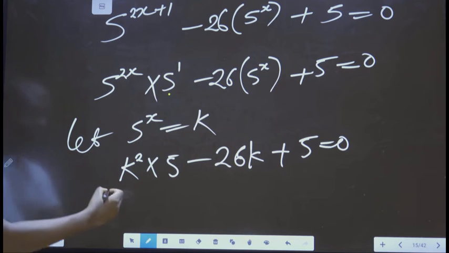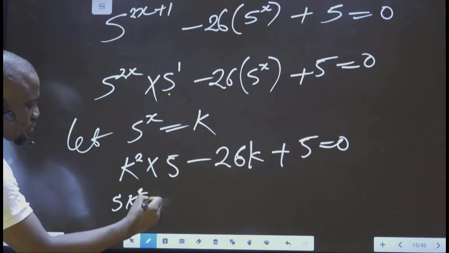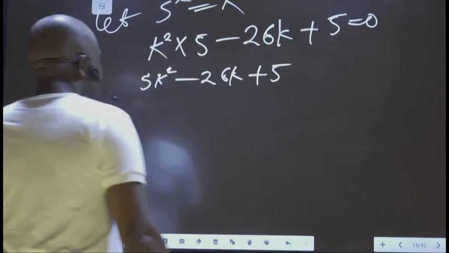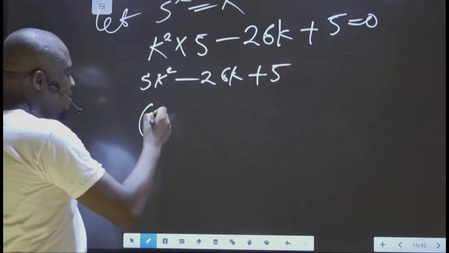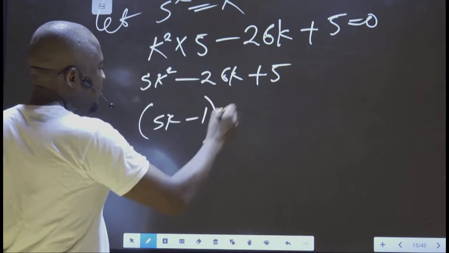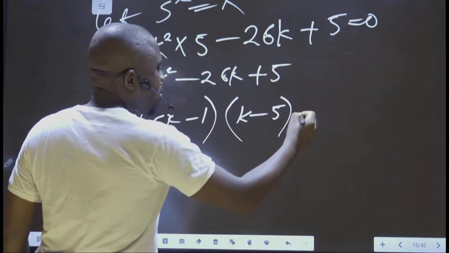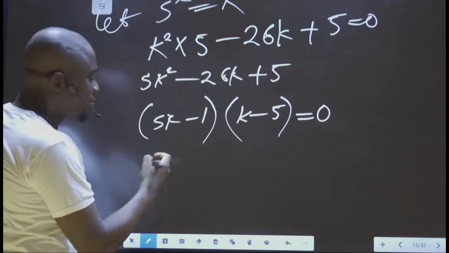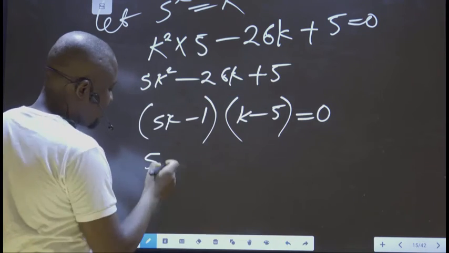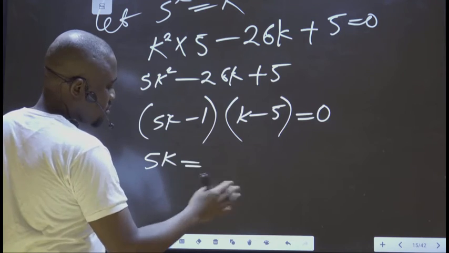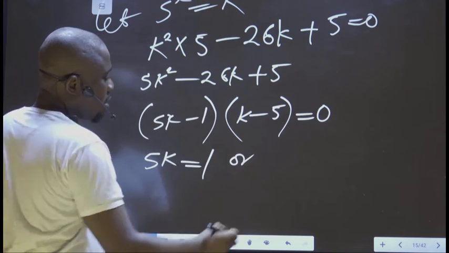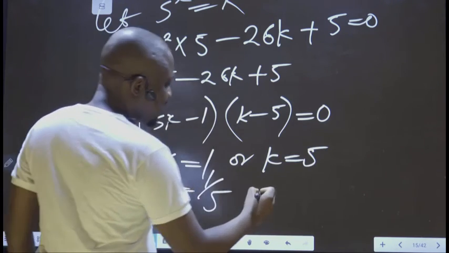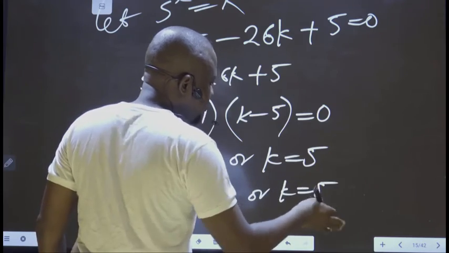So this simply means 5k raised to power 2 minus 26k plus 5. If you work on this now, you're going to have 5k minus 1, k minus 5, all equal to 0. You can work on this. Therefore, 5k is equal to 1, or k is equal to 5, which is k is equal to 1 over 5, or k equals 5.